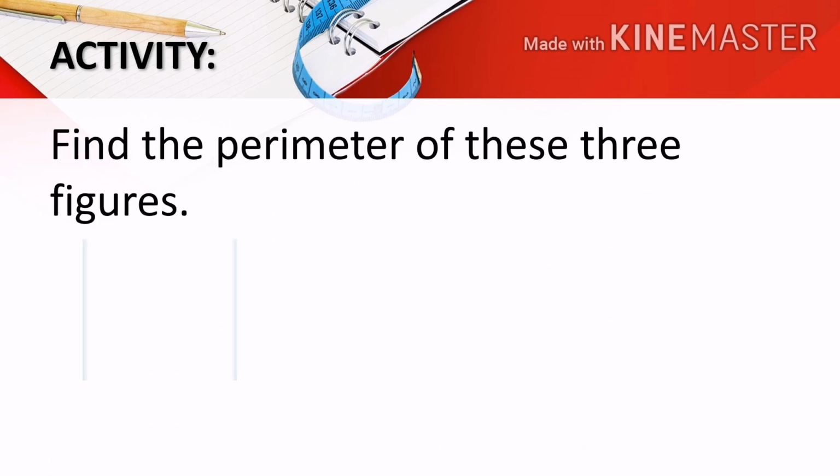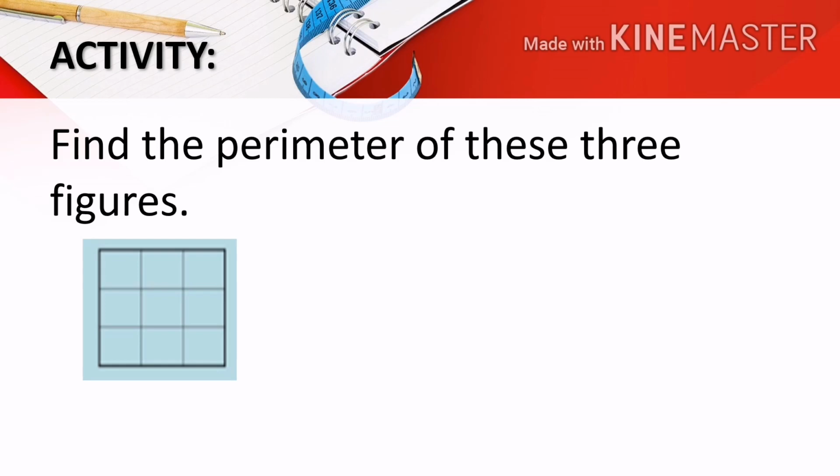So let's have our initial activity, a short review of our previous topic, which is on perimeter and circumference. So suppose you are given a square. Okay? So tinatanong ka kung ano ang perimeter nitong square na ito. So by definition, we know that perimeter is the boundary line of a polygon.